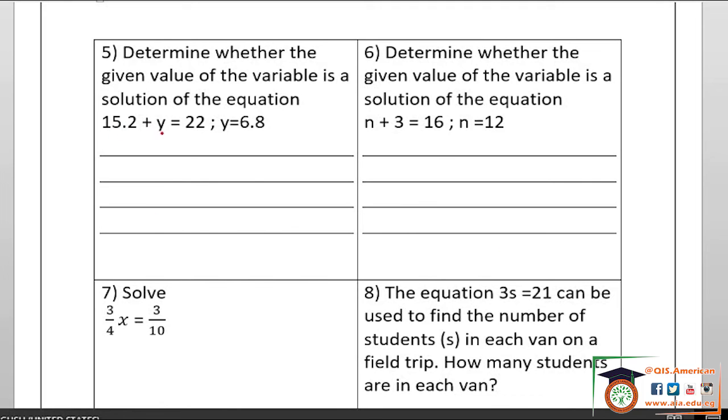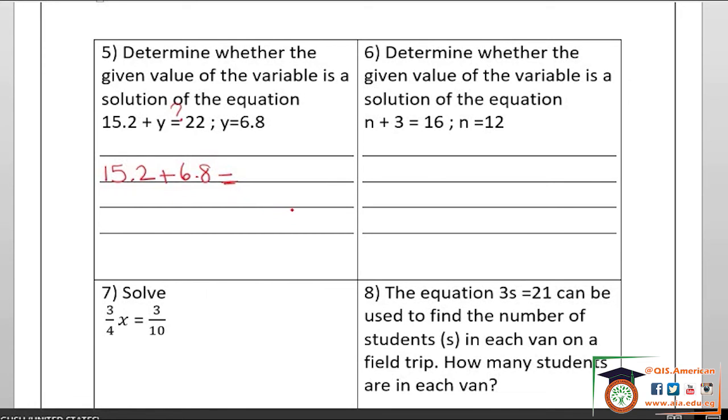So here I have 15.2 plus y equals 22. I need to check if this is true when y equals 6.8. So I'm going to remove this y and put what? 6.8, and see to check the answer. Will it be equal to 22 or not? So let's try 15.2 plus 6.8. We want to see it's equal to what?